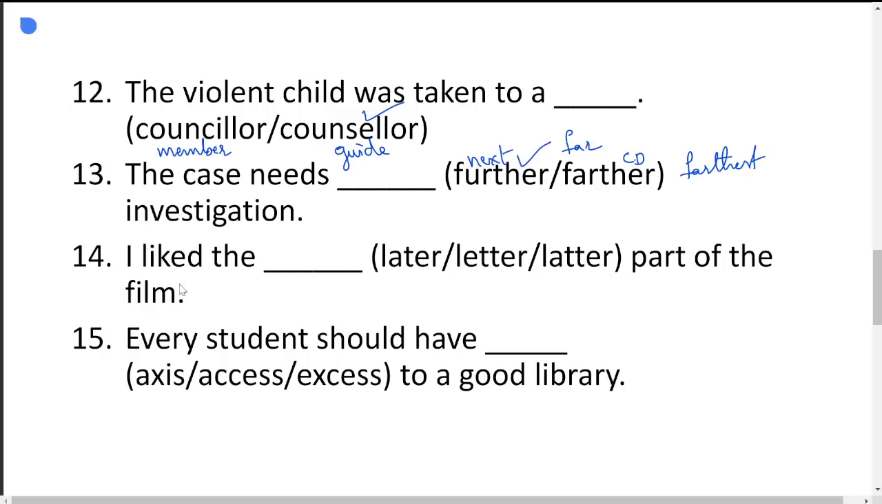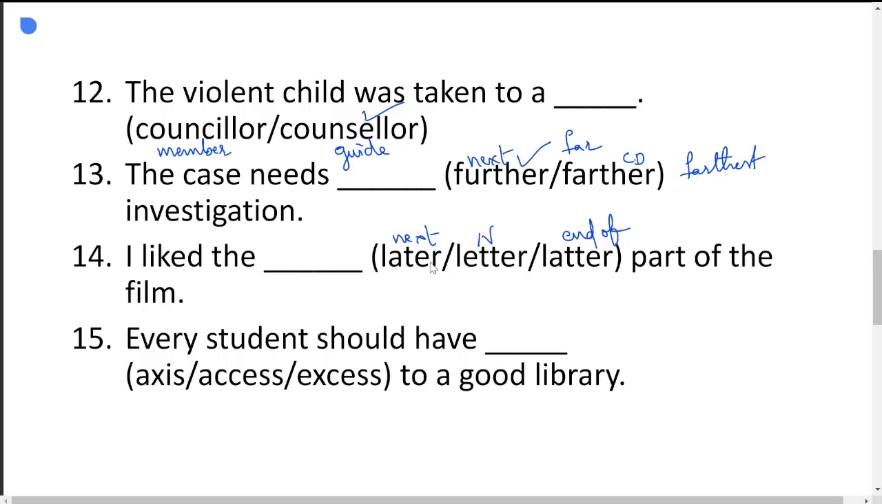Okay, next, I like the dash part of the film. I like the later. What can be used here? Look at the first one. Later means next. Later, this is a noun. Next, latter means something which is at the end of something. Okay, now if you look at this, I like the dash part of the film.